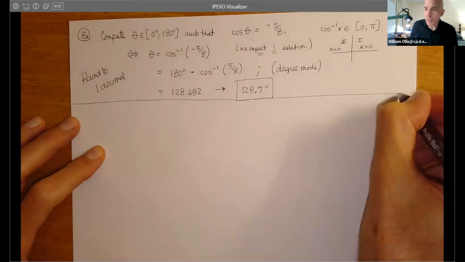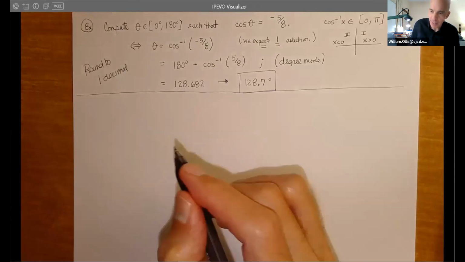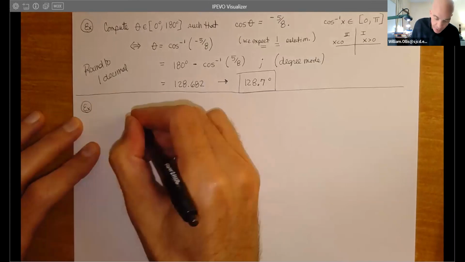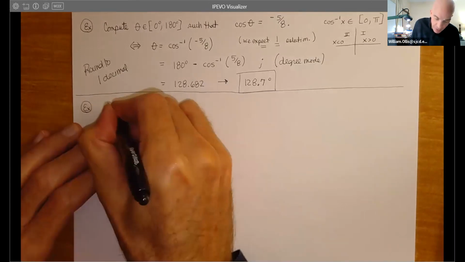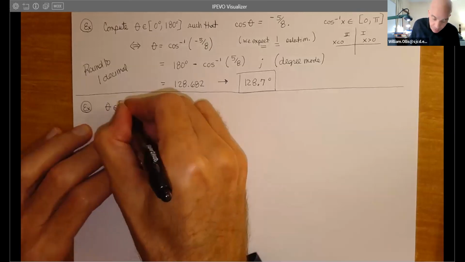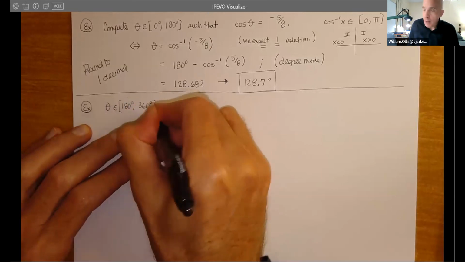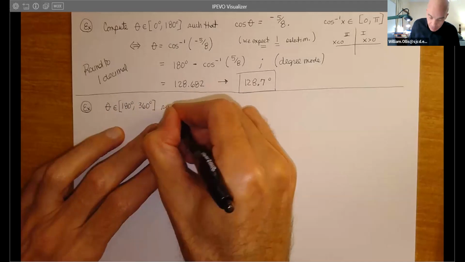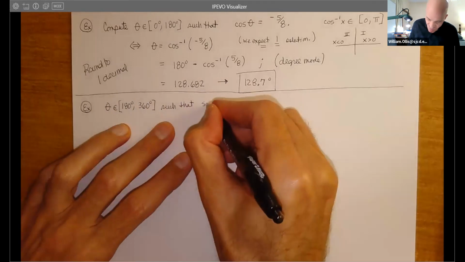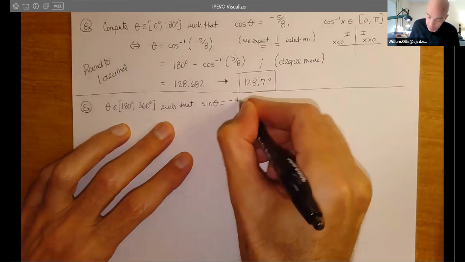So now let's just open Pandora's box and see if we can make the problem more complicated, and we will. So here's an example. What I've written here is theta to live. We're going to look at the lower quadrants, 180 degrees to 360 degrees, such that in this case, sine of theta equals -4/5.